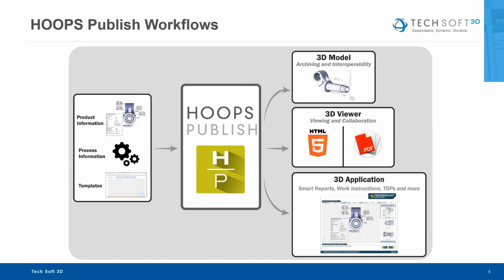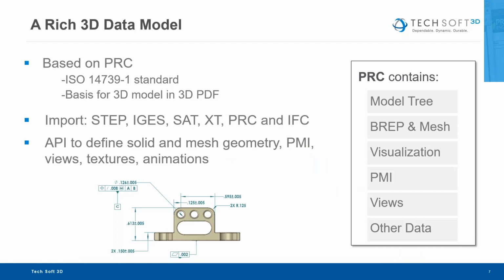So Hoops Publish, its main role is to allow you a very easy way of aggregating all of that information and then driving it down through one of these three categories of workflows that we're going to talk about. And we've tried to do that in a way that makes it as easy as possible on the developer, with a minimal amount of effort. So we're going to talk a little bit more about that.